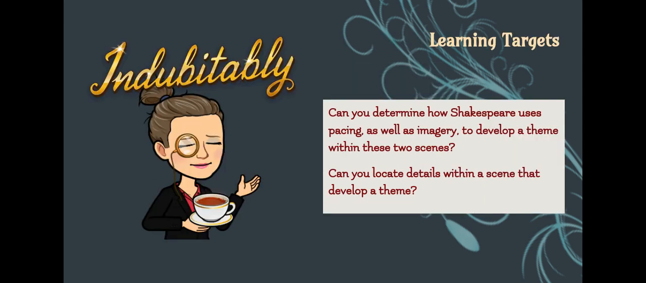Here are our learning targets for this lesson. Can you determine how Shakespeare uses pacing as well as imagery to develop a theme within these two scenes? Can you locate details within a scene that develop a theme?